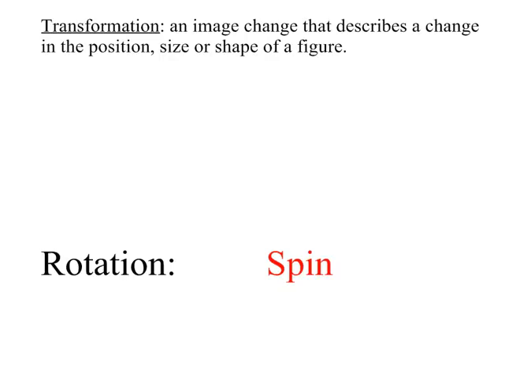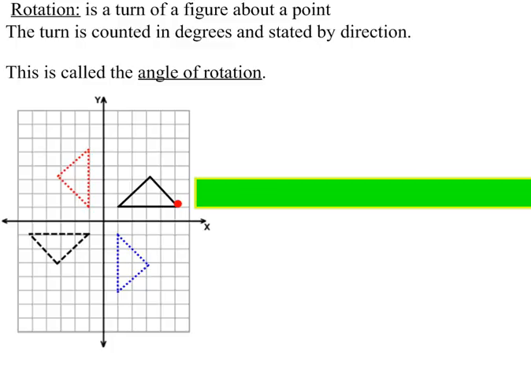Now let's talk about a rotation. Rotation is interesting. There are a lot of different ways to do this, so let's take a look at one first. We know rotation is a turn of a figure about a point. The turn is counted in degrees and stated by direction, and we call this the angle of rotation.